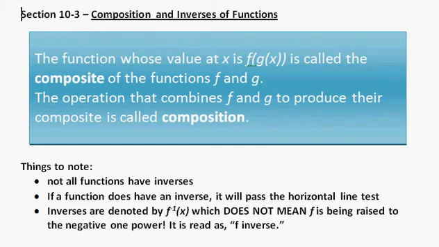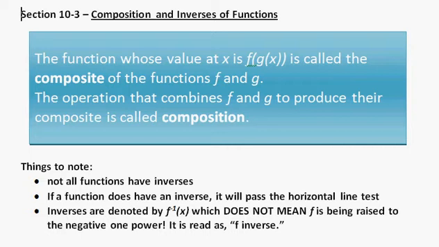Okay, in this section we're going to talk about composition of inverses of functions, and we're going to define them first of all. A function whose value at x is f of g of x is called the composite of the functions f and g. In other words, they're composed of one another. You put the g in the f function and you come up with a composite. The operation that combines f and g to produce their composite is called composition.